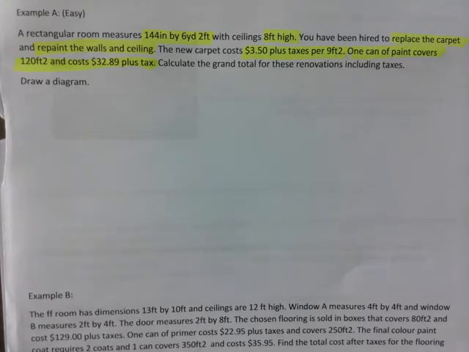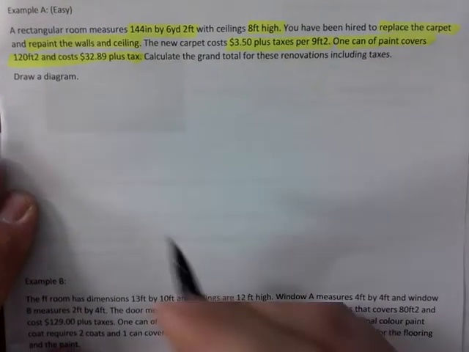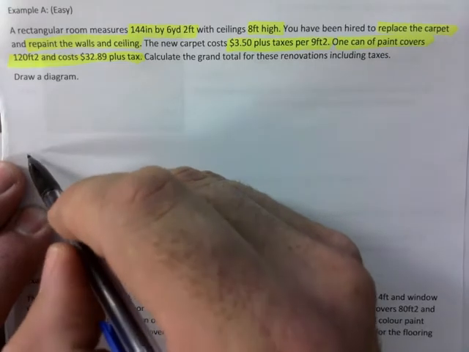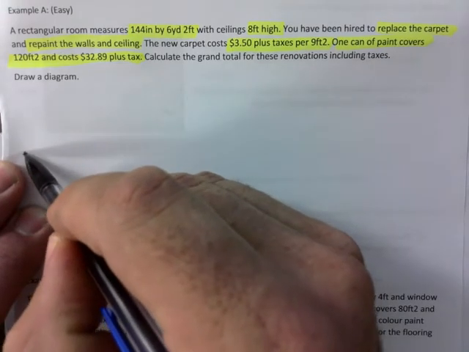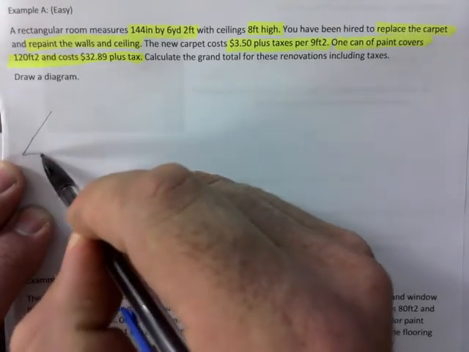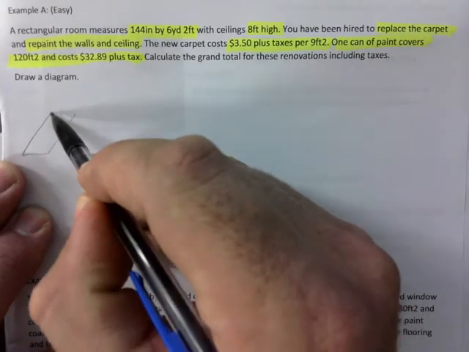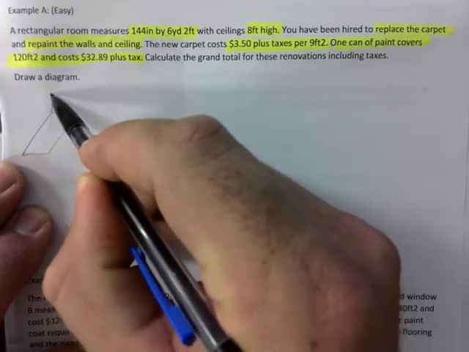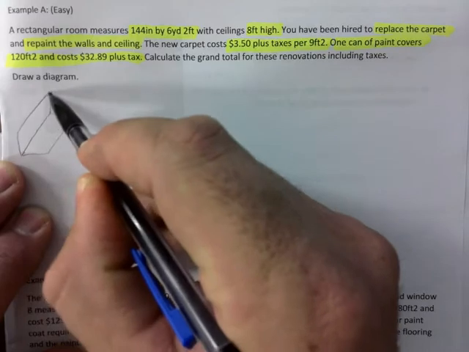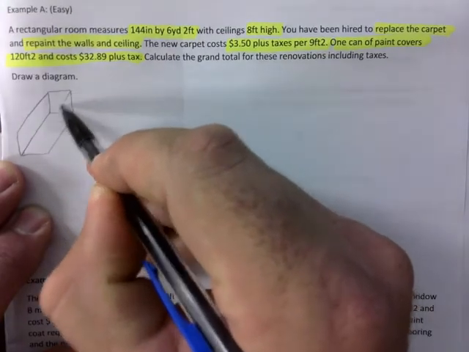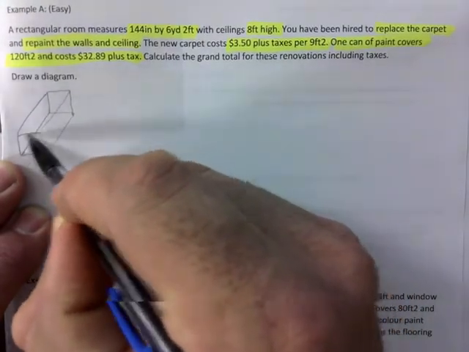Okay. And it says draw a diagram, so we're just going to do the best I can. I'm not really good at drawing, but I'm going to try to draw a room the best I can. So I'm going to start like this. This is my floor. I kind of slant it a little bit. And there are my walls, look at that, it's not bad.